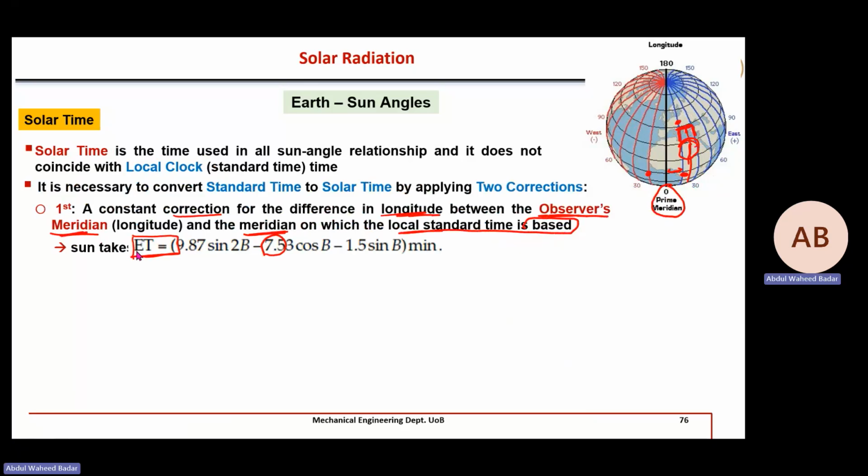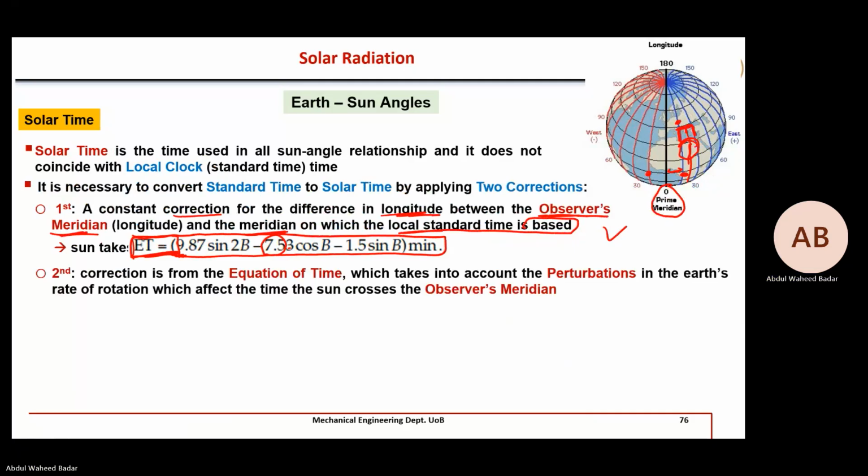And here is that equation, that is called the equation of time, to account for this correction. So how to use it, we will see in a moment. Here is that equation, in minutes, to correct this difference. The second correction is from the equation of time.